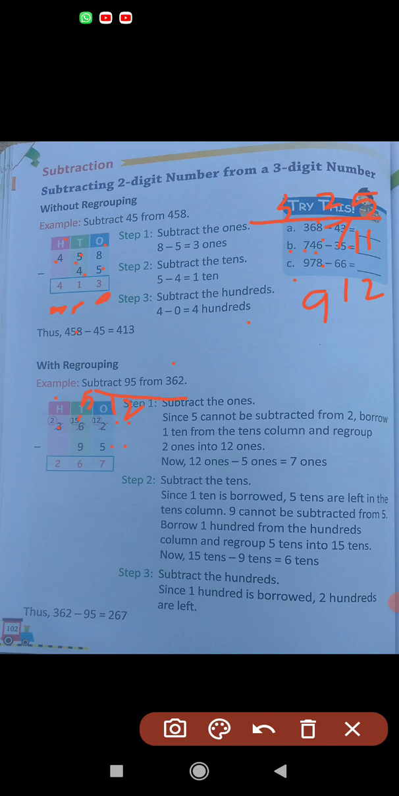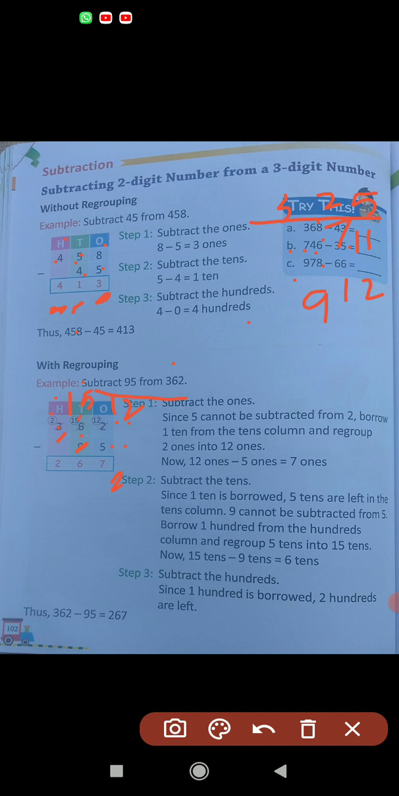Now, subtract 5 from 12. 12 minus 5 is equal to 7. And there is 5 number. And again, we can't subtract 9 from 5. After taking one borrow, again we have to take one borrow from 100th place. From 3 number, this 3 will convert into 2 number, and this 5 converted into 15.